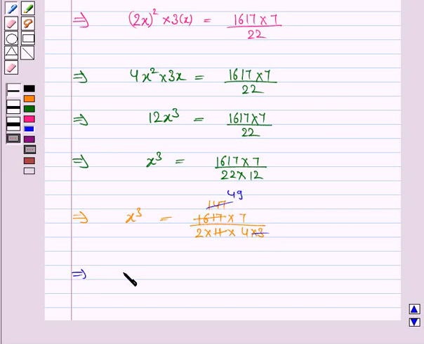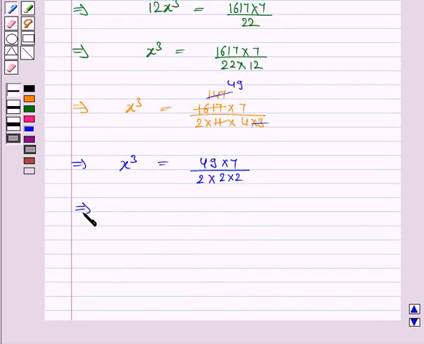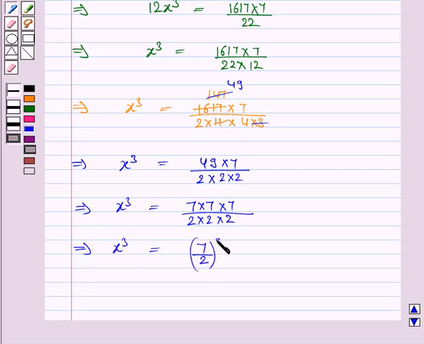So we have x cube is equal to 49 into 7 upon 2 into 4 can be written as 2 into 2. So this implies x cube is equal to 7 into 7, 49 is written as 7 into 7, upon 2 into 2 into 2. So this implies x cube is equal to (7 by 2) to the power 3. Now taking cube root on both sides, we have x is equal to 7 by 2.